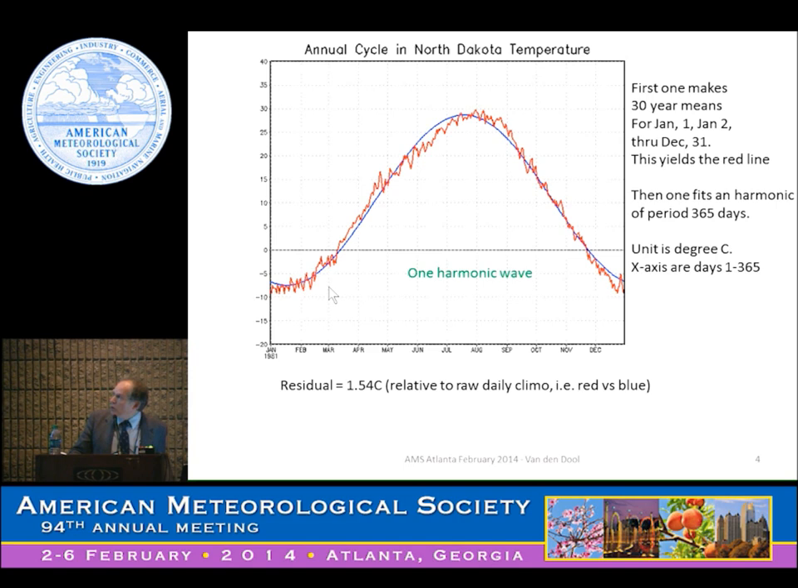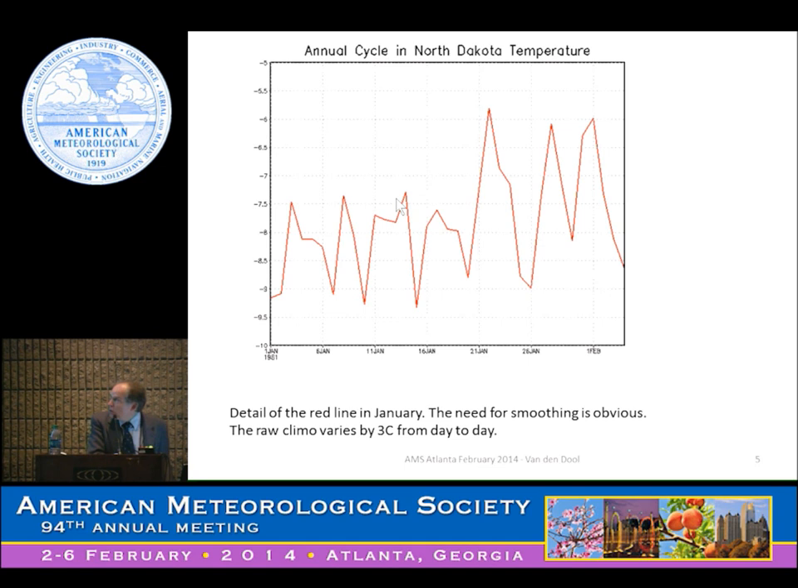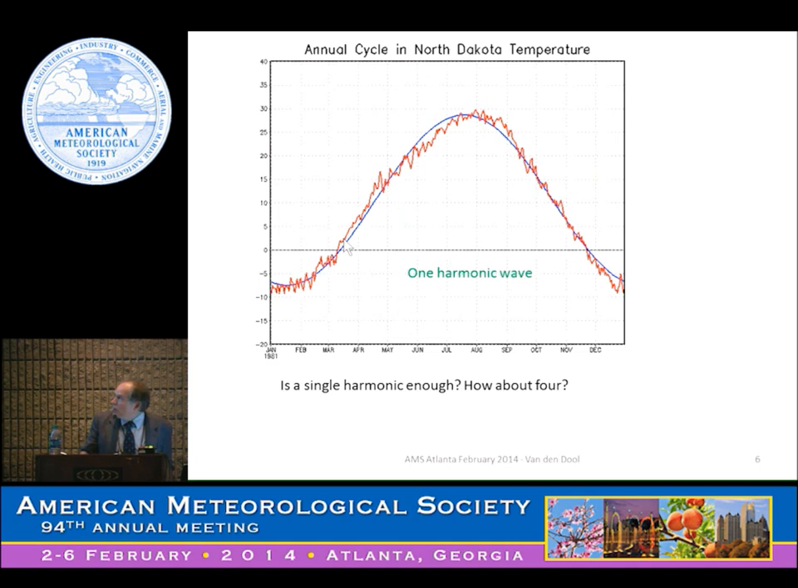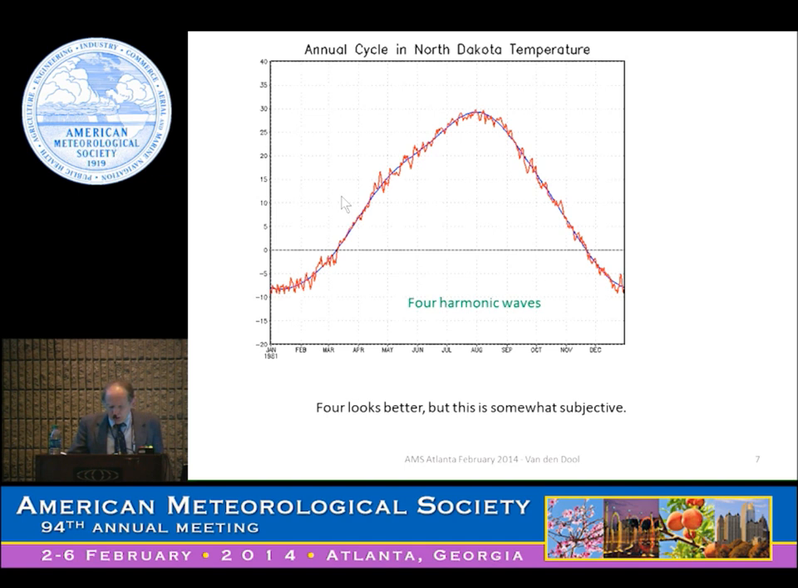You see it does capture the lion's share of the variance. But you see a lot of systematic differences, and you wonder whether or not that's real. If you look closely at the 30-year averages, you can obviously see that this is noise. But some of these systematic things relative to the one harmonic fit you would highly suspect are real. So it's not a problem to fit more harmonics. Here is a four harmonic fit through the same data, and here it looks pretty good.